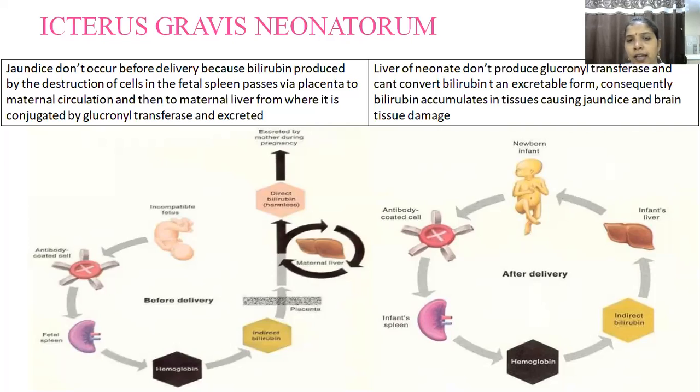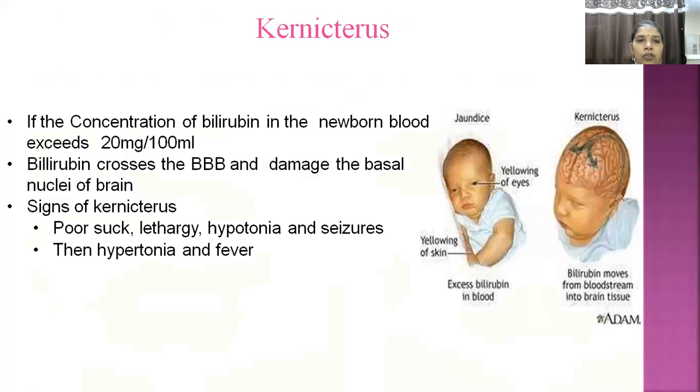But in the fetus, the same antibody-coated blood cells are lysed in the fetal spleen, hemoglobin is released, and indirect bilirubin is produced. The liver cannot clear the excessive bilirubin because of less glucuronide transferase. That's why jaundice occurs. So if the concentration of bilirubin in the newborn blood exceeds 20 milligrams per 100 ml, the upper limit, kernicterus develops.